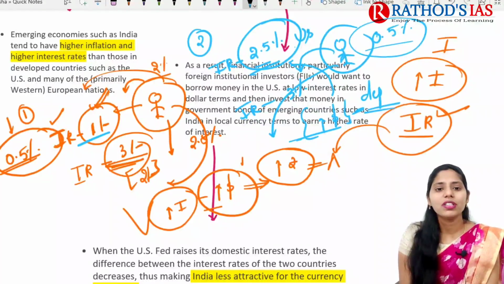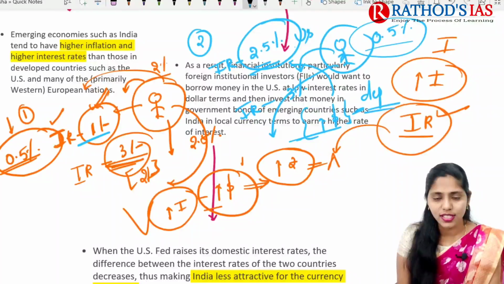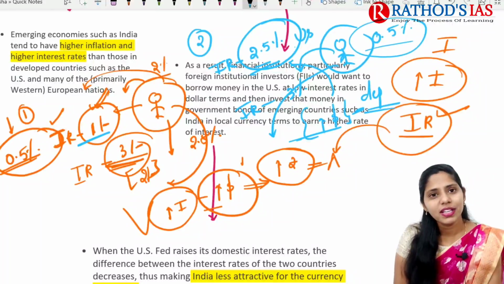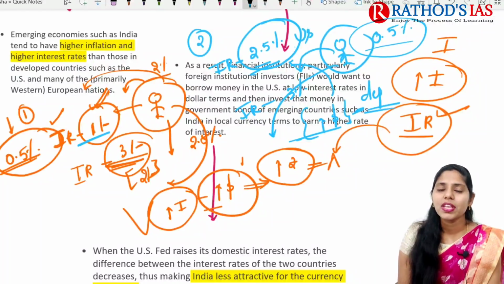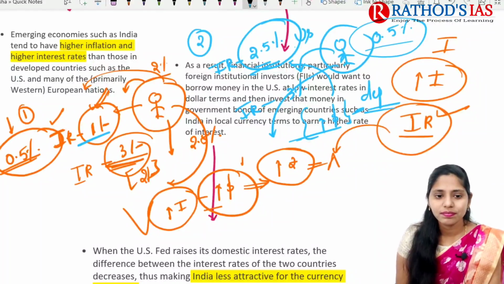So whenever the interest rate in the US is decreased, people will go for getting loans or borrowing money from the US at low interest, and that money will be invested in India, such that they will be getting profits.